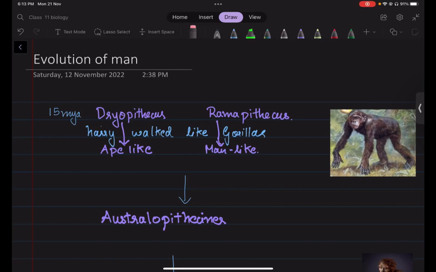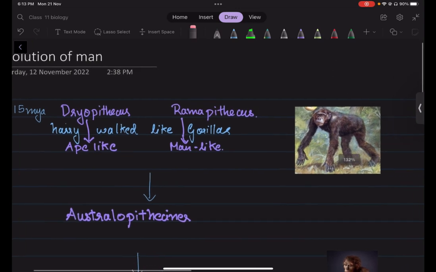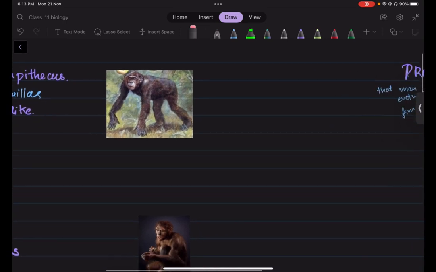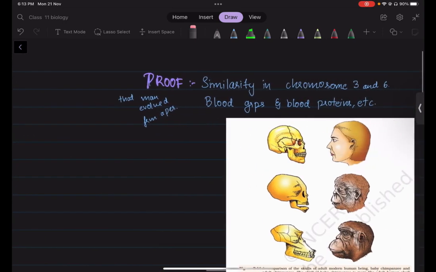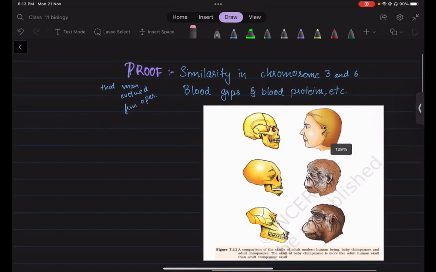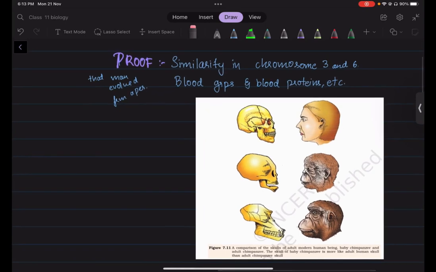In the previous video we learned about the evolution of plants and animals, and in this video we'll be learning about the evolution of man. Before learning about the evolution of man, let's look into the proof of how we actually concluded that man evolved from apes.